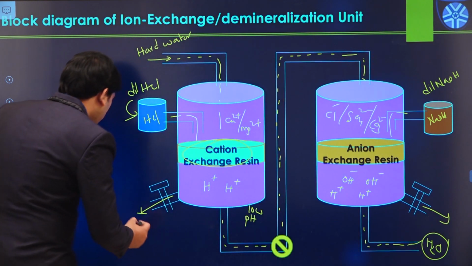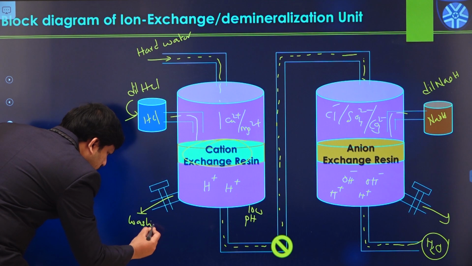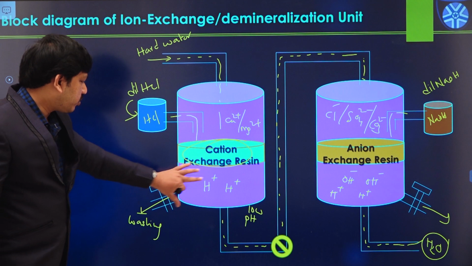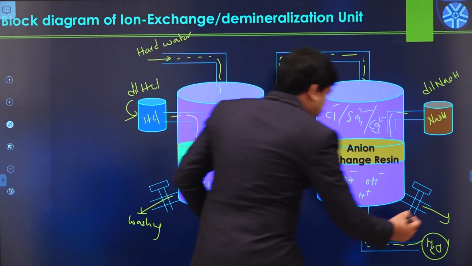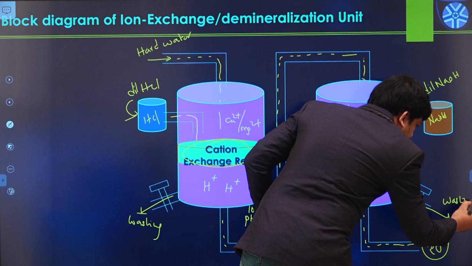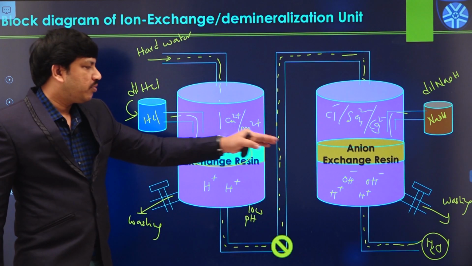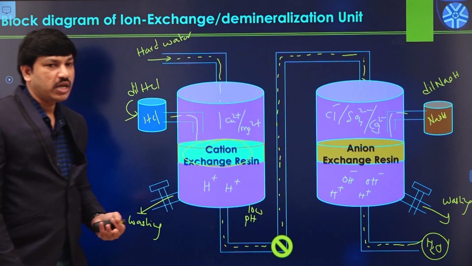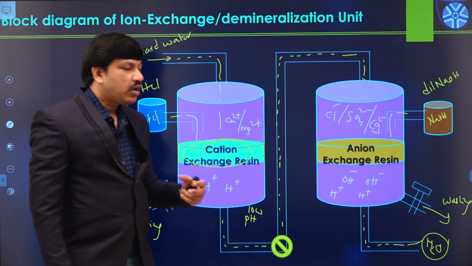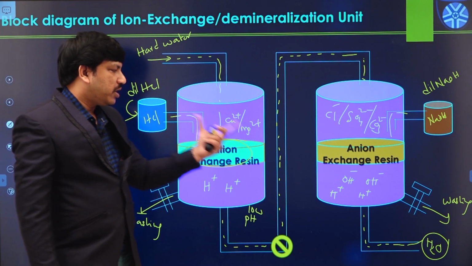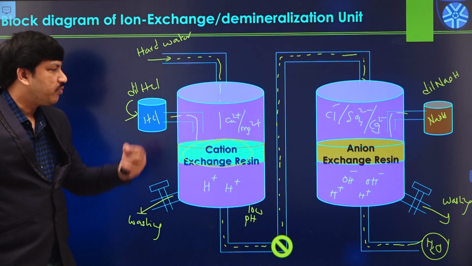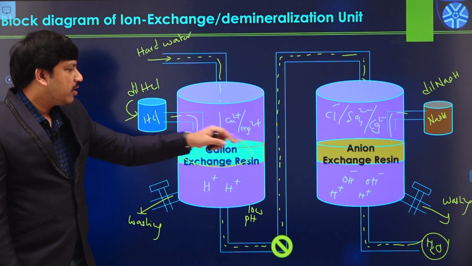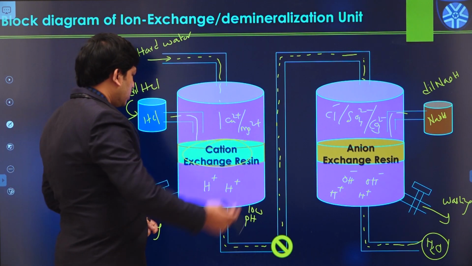Washings means the soluble salts available during the regeneration process, which come outside in this manner, and here also. All the undesirable material goes out like this. So by this method, we can purify the water sample, and this is one of the highly efficient methods. Most industries follow this ion exchange process for removal of various cations and various anions available in the water sample. Okay, so this is the block diagram.